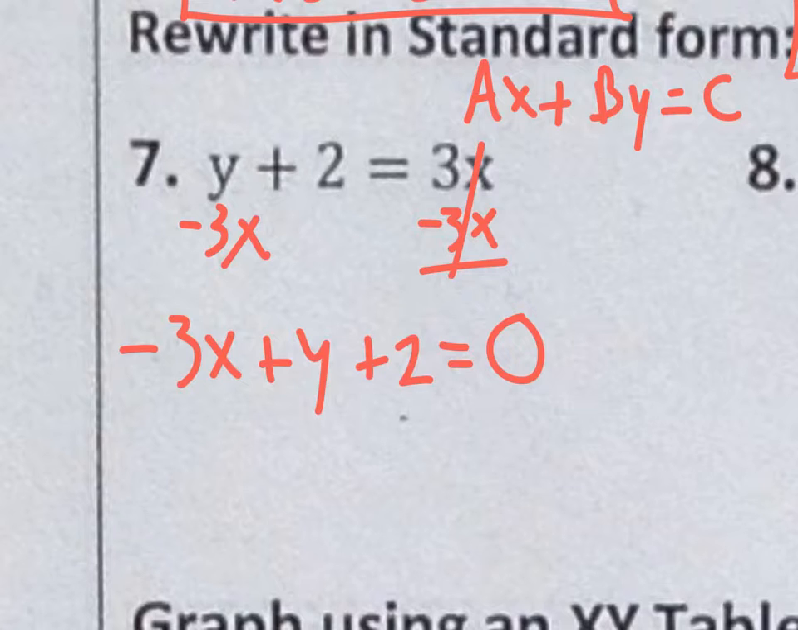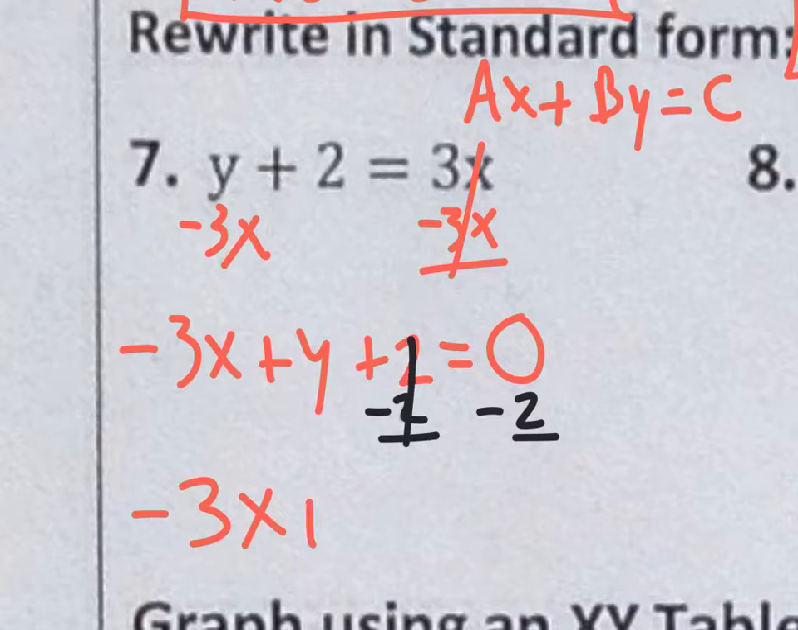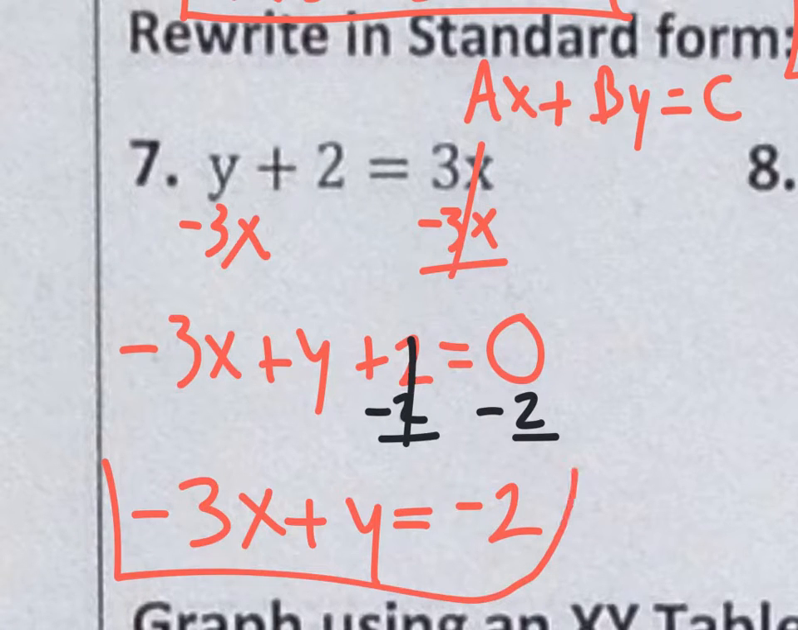So I'm going to move the 2 over. I'm going to subtract 2, cancel, subtract 2. That way I could have my c value on the right side. And my new standard form equation is -3x plus y equals -2. Now, this is the answer. I'll accept this answer. That's a great answer.